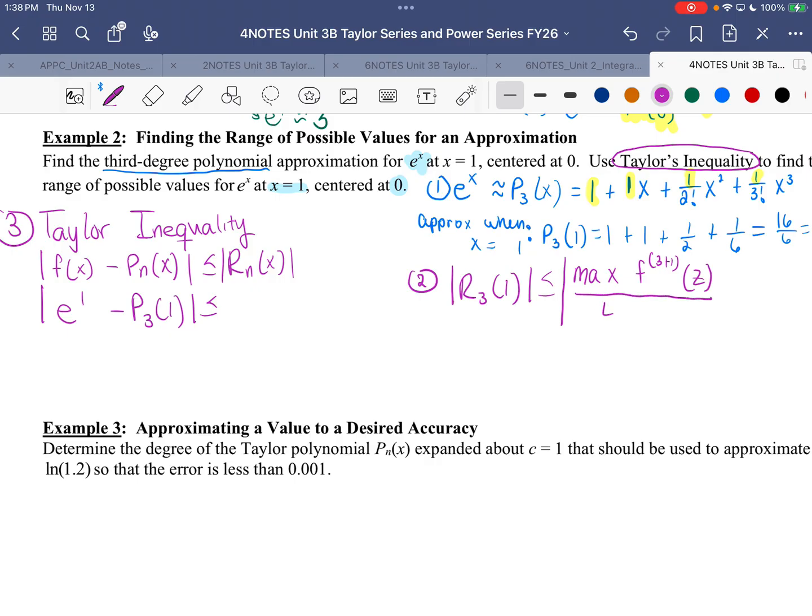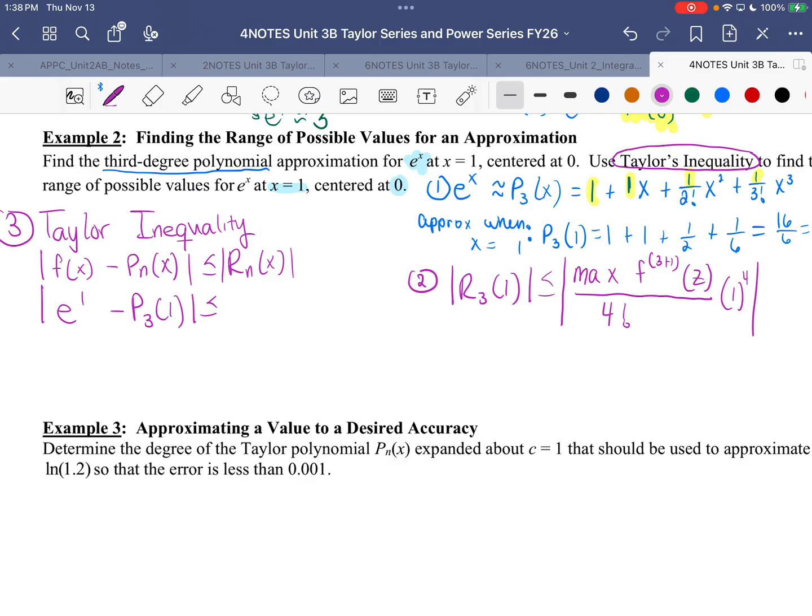The remainder is just like the next term we left out, essentially, but it has that maximum situation to make your calculations easier. Well, what about all the other terms you left out? Do they just not matter because they're much smaller? Look at what's happening. You're having 1 plus 1 plus a half, plus a sixth. They're getting smaller each term.